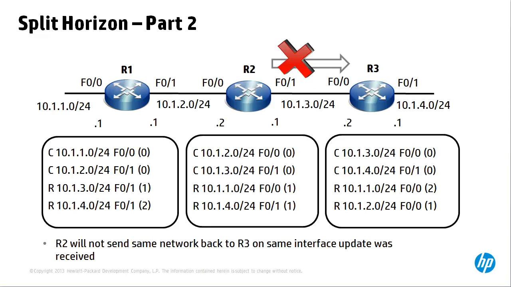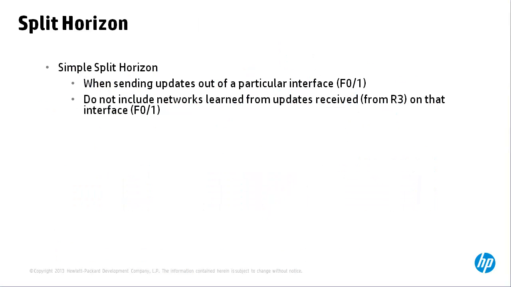In other words, router 2 in this example learnt about a route on FastEthernet 0/1. Notice in its routing table, 10.1.4.0 has been learnt from FastEthernet 0/1. It will not send the update back out of that interface. That is simple split horizon. This is essentially where information is suppressed. Information learnt on one interface is not sent back out of that interface.